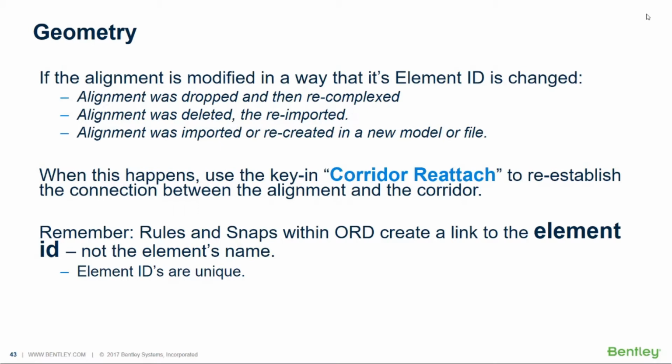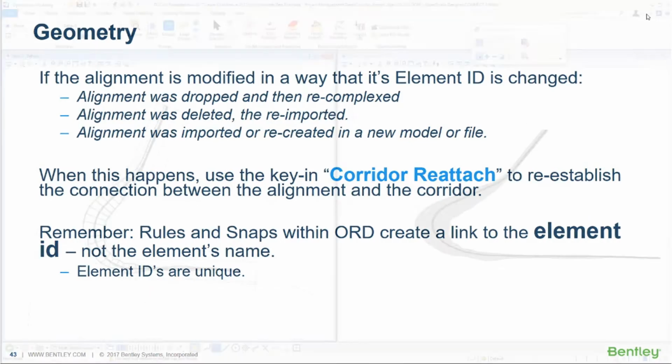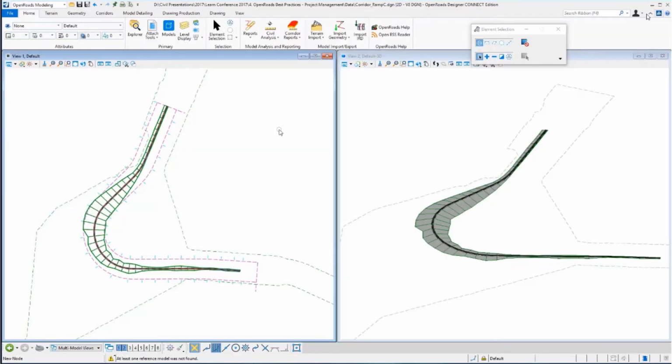So whenever your geometry changes in a way that the element ID is changed, there's a key-in called corridor reattach. What it does is reestablish the connection between the alignment and the corridor. In other words, you have to do it to tell the corridor to heal itself. So let's take a look at this.